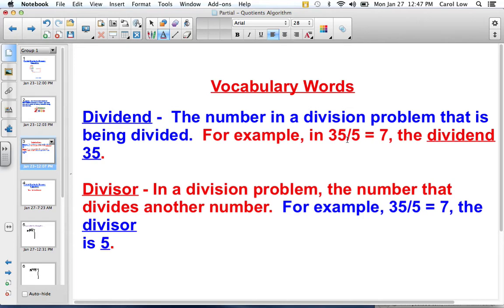The second vocabulary word is called the divisor. In a division problem, the number that divides another number is the divisor. So for example, 35 divided by 5 equals 7. The divisor in this is 5. So you can pause the video and write these down in the back of your vocabulary book. And when you are ready, you can click to continue.